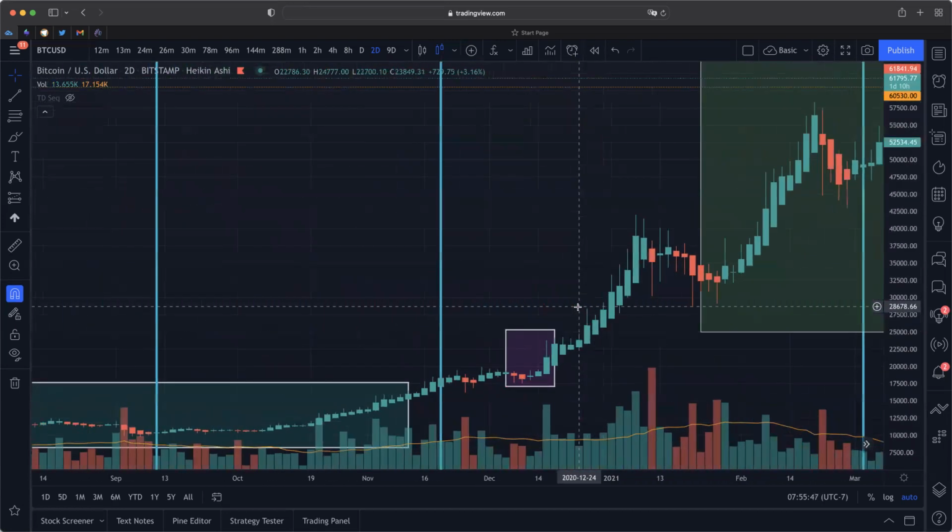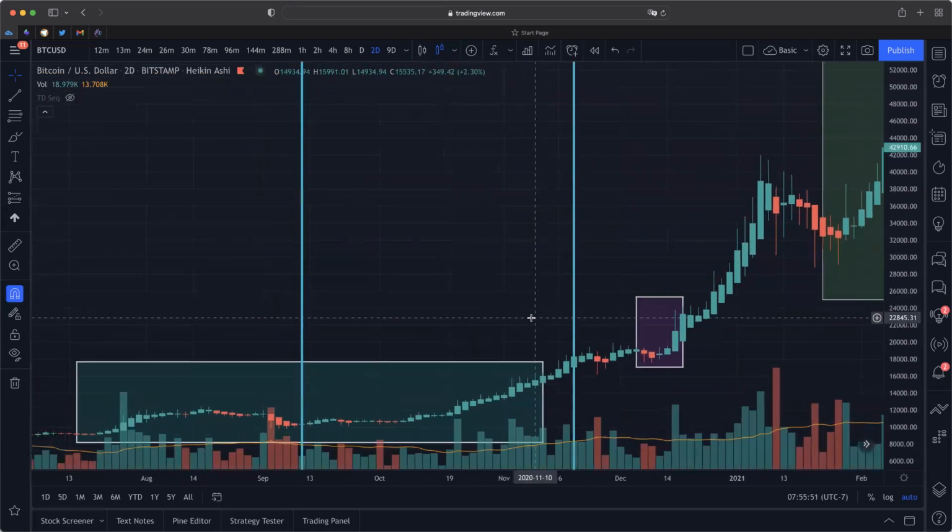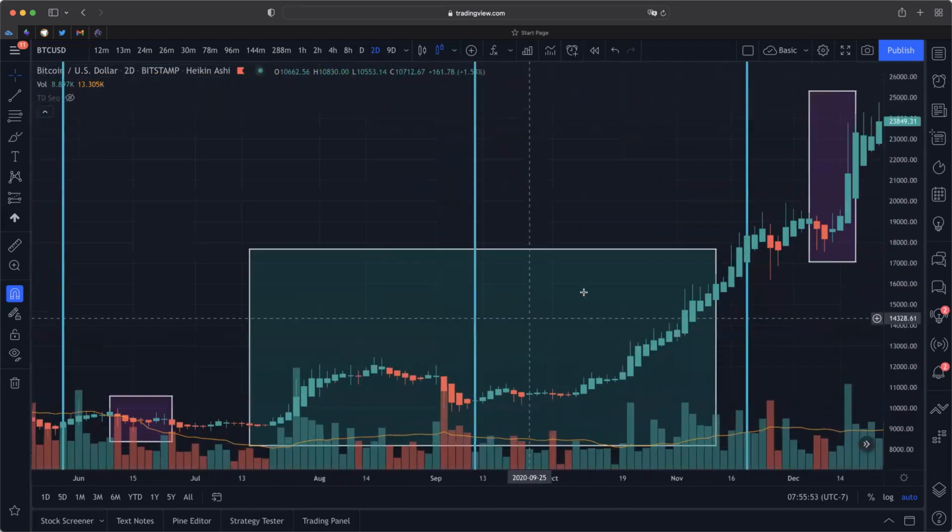as opposed to if we scroll back in time here, we can see in November 2020, this warning wasn't really all that strong.